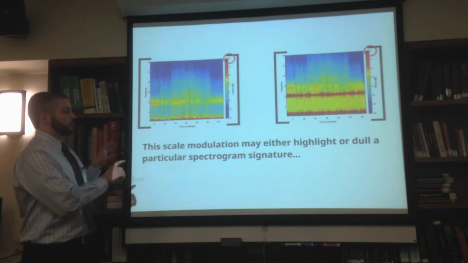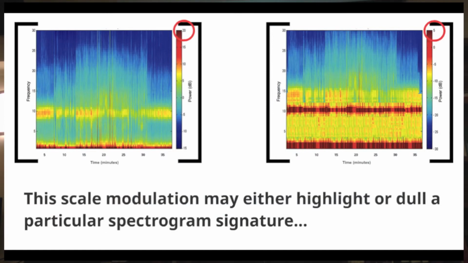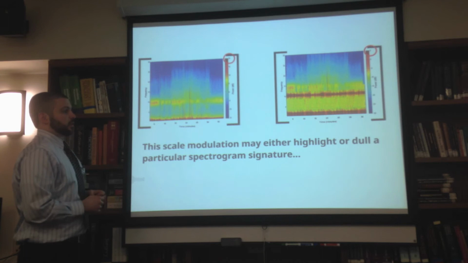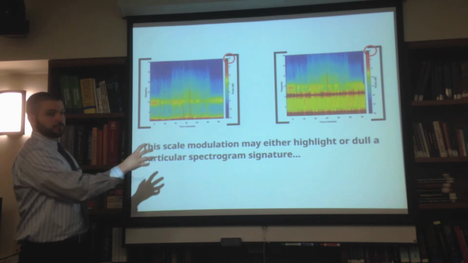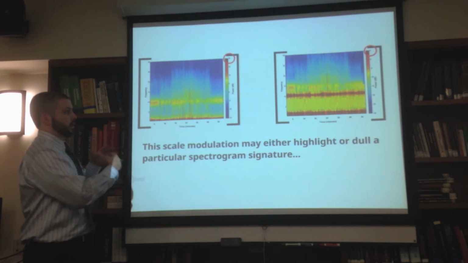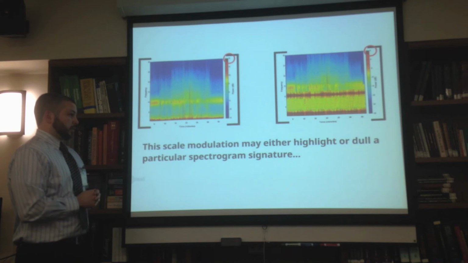So in this example, these are actually two identical spectrograms. And if you look at the z-axis, the scales have changed. 20 decibels on the left and then 5 decibels on the right represent the red high power portion of the z-axis. You can tell that just by modulating the scale, you really can either bring out and highlight a specific spectrogram signature or have it appear dull, depending on how you've oriented your scales.